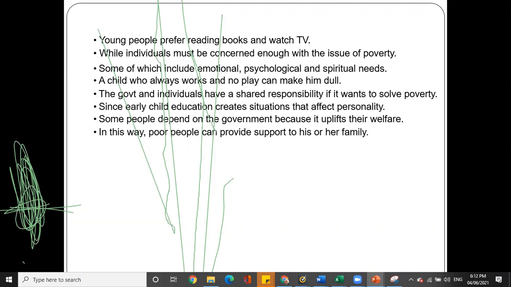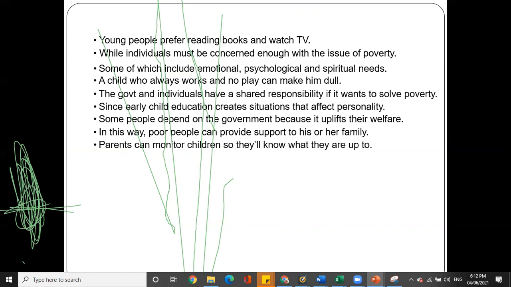Correct that for me, please. Poor people can provide support to their family. Okay. So instead of saying people again, we use a pronoun, but the pronoun is wrong, so that should be there.